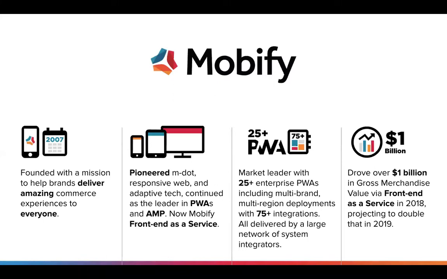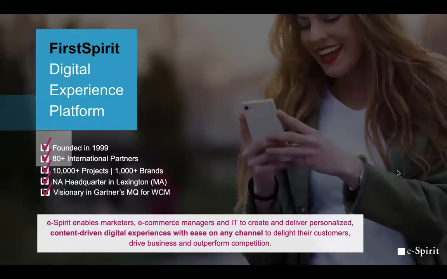However, we are now positioned as a front-end as a service, which we will talk about in a little bit more depth today. Overall, in the last 2 years, we've been a market leader in enterprise progressive web apps. We've launched over 25 of them, including a lot of complex multi-brand, multi-region deployments, which cover a large set of integrations, including content management systems. All the projects are delivered by a large network of system integrators, and overall, we've driven over $1 billion of gross merchandise value via our front-end service, and we're projecting that to double in the 2019 timeframe. So over to Sebastian for an eSpirit overview.